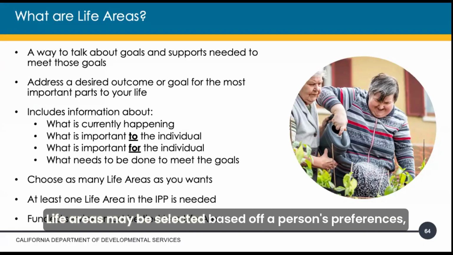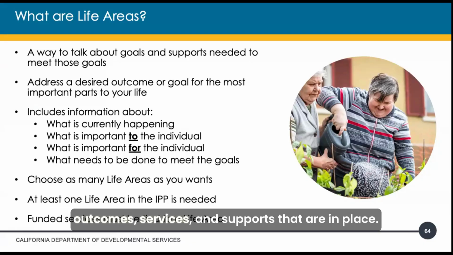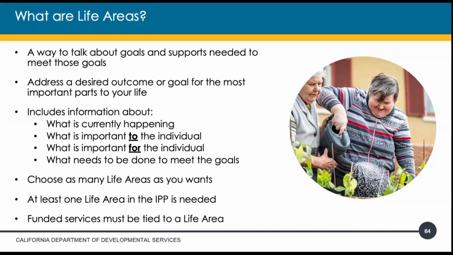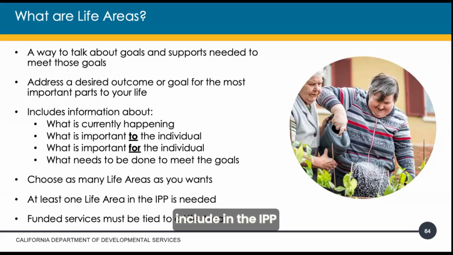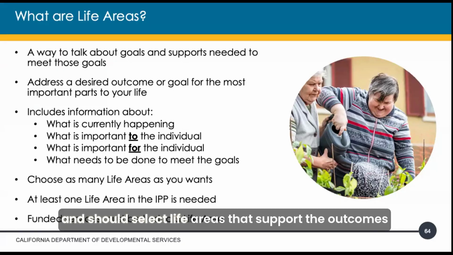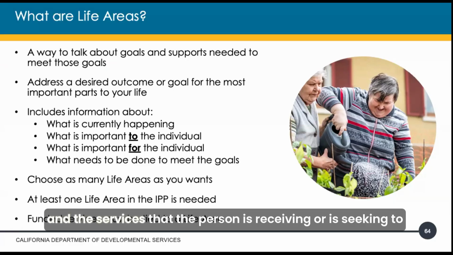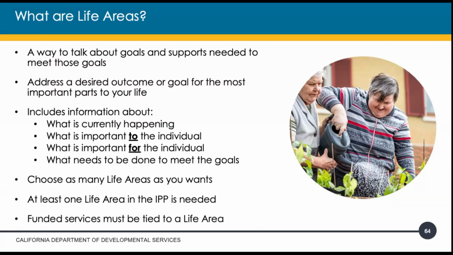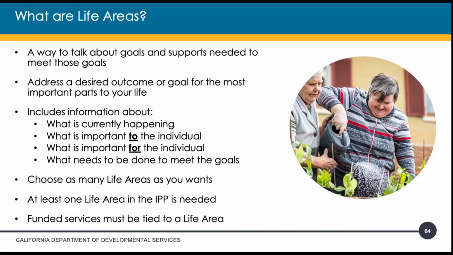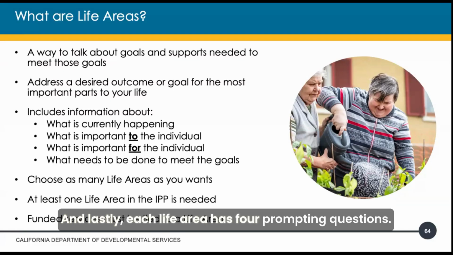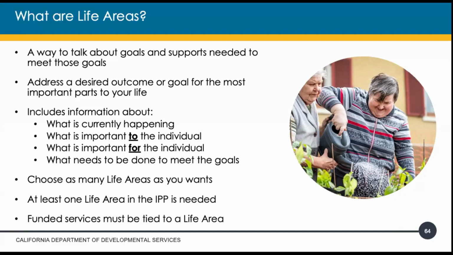Life areas may be selected based off a person's preferences, outcomes, services, and supports that are in place. Individuals will need to choose at least one life area to include in the IPP and should select life areas that support the outcomes desired and the services that the person is receiving or is seeking to receive. Funded services need to be tied to a life area. And lastly, each life area has 4 prompting questions.